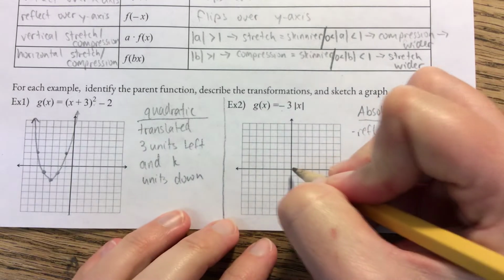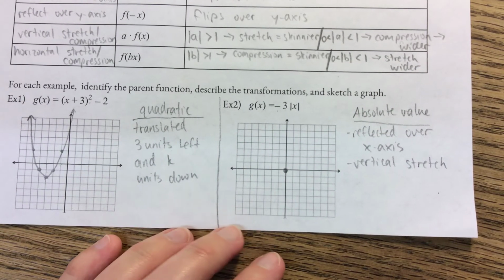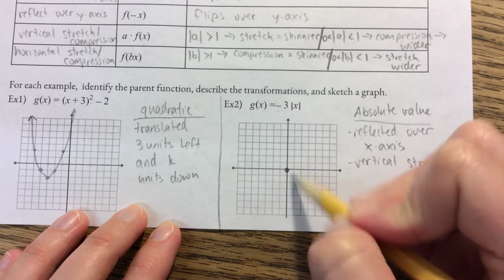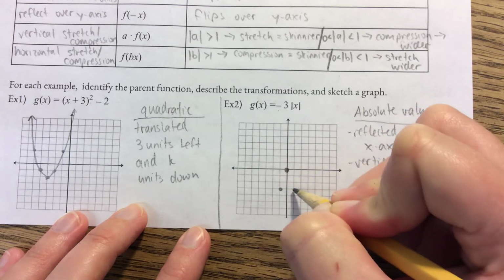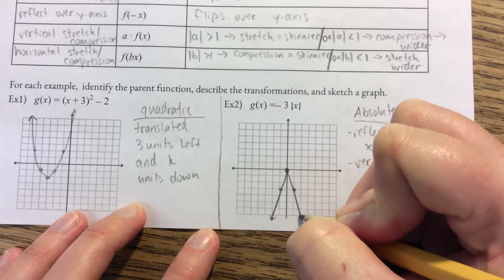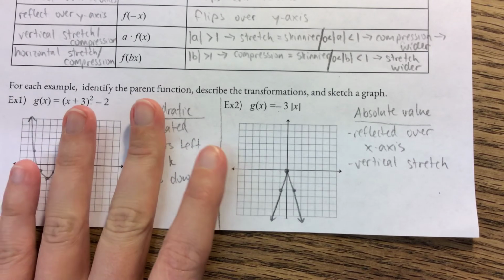So the absolute value is going to start at 0, 0 here because it wasn't translated at all. It is reflected, so that means it's going to be facing downward now. So my graph's going to go like this. And it was stretched out. So this is going to become skinnier here, and it's going to look like this. Okay. Other side.